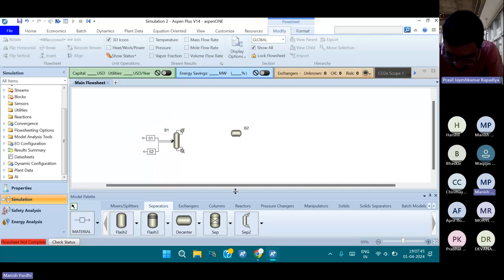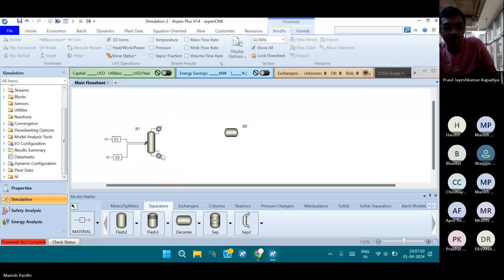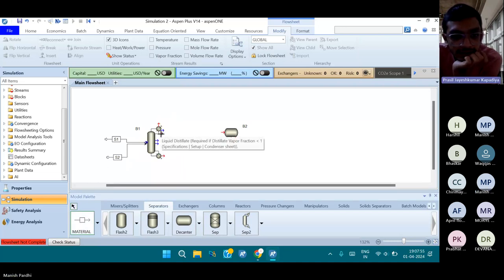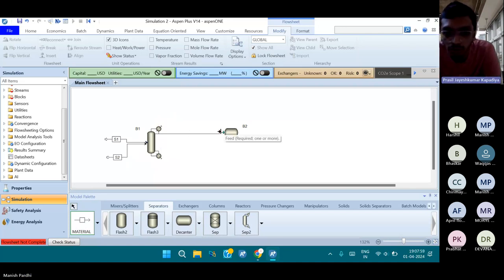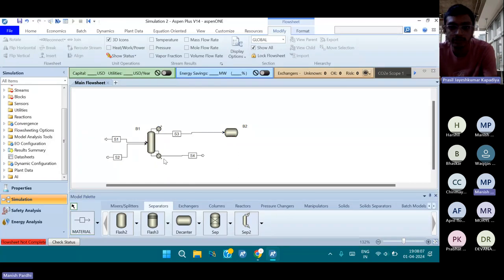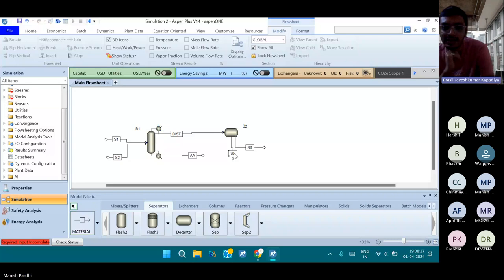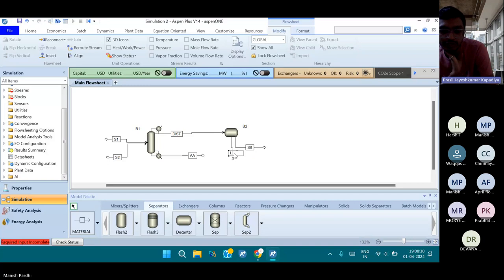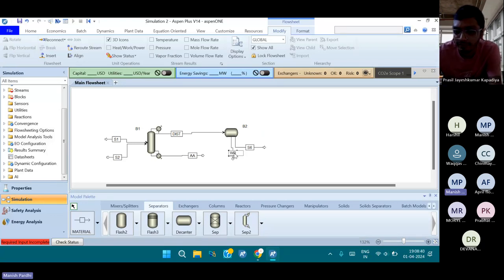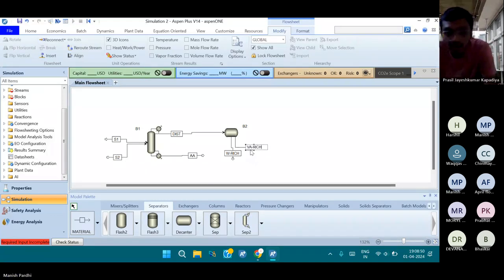Then now add one distillate, liquid distillate. Even if it's not told that it's liquid distillate, we are giving something to decanter, so it should be liquid, right? Yes, and we need two outlets from decanter. AA, acetic acid. Let's rename everything. We don't know which will be water rich, but just give the names W rich and VA rich.